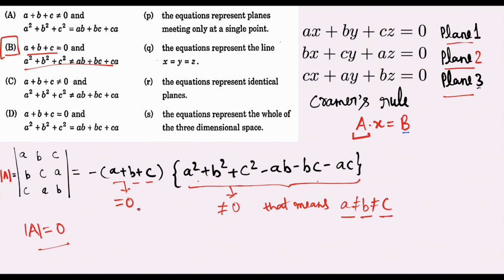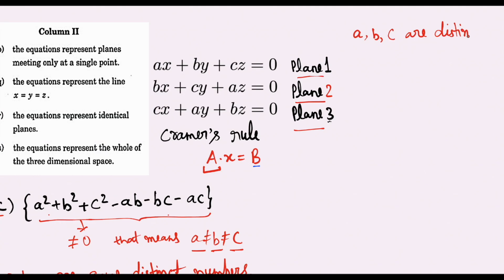And from the condition a plus b plus c is equal to 0, it can be concluded that a, b, c are distinct numbers. So a, b, c are distinct numbers, and all the three planes have 0 in place of d1, d2 and d3. So whatever we multiply with a in the first equation, the second equation and the third equation must be the same, and the same goes with b and c.